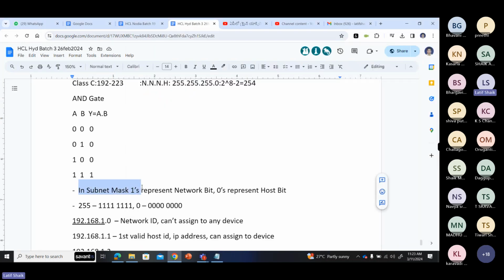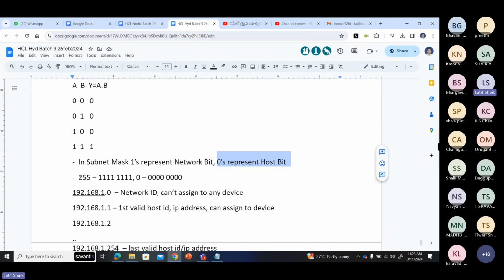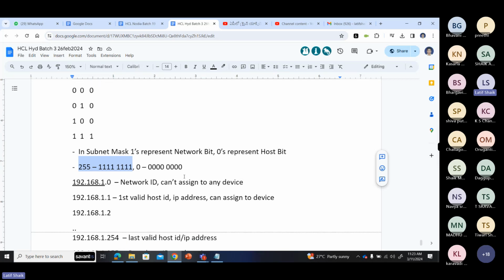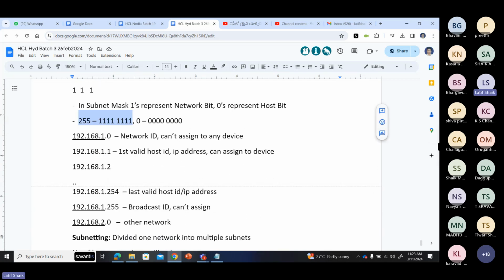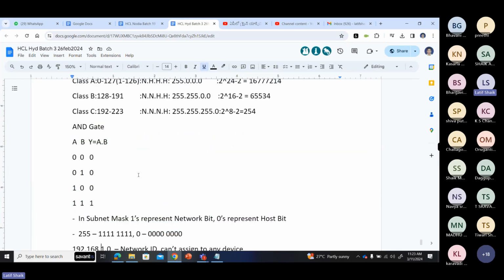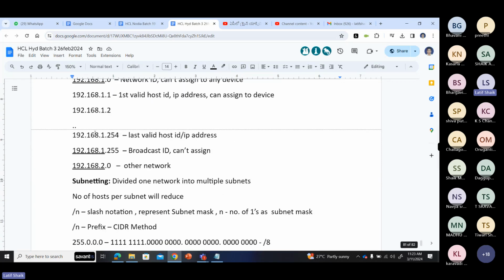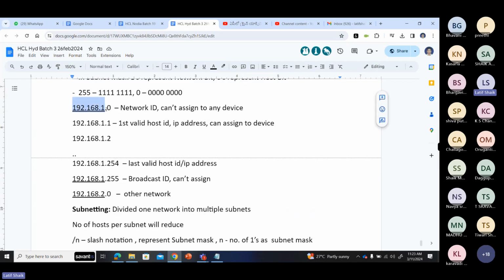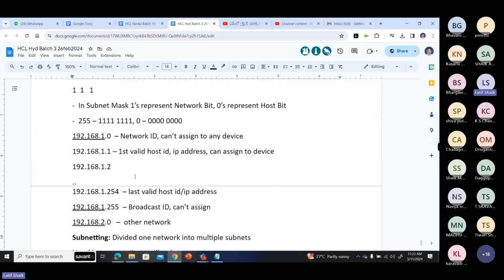In a subnet mask, ones represent network bits and zeros represent host bits. The 255 means 8 ones and 0 means zeros. I have written here a class C IP address. Class C means the first three portions are network portions, and the remaining is the host portion. The starting is with a 0.